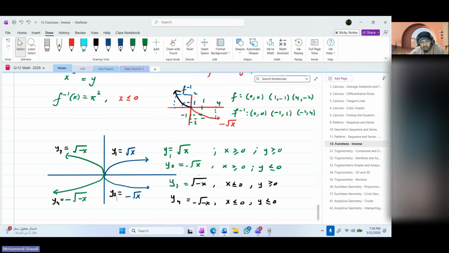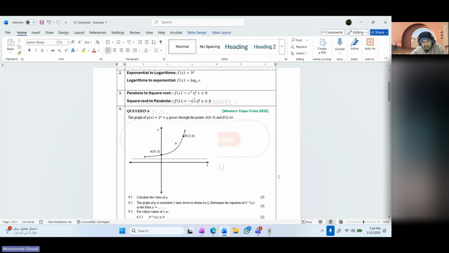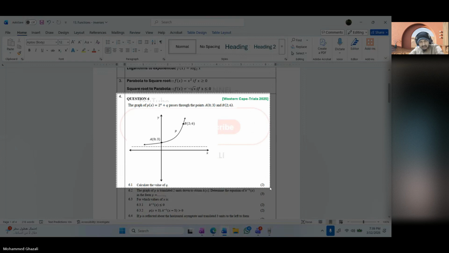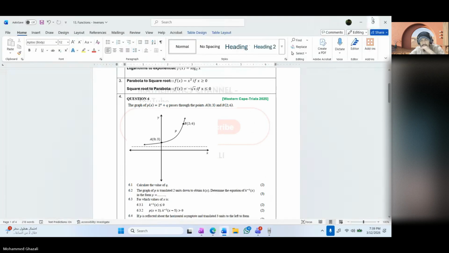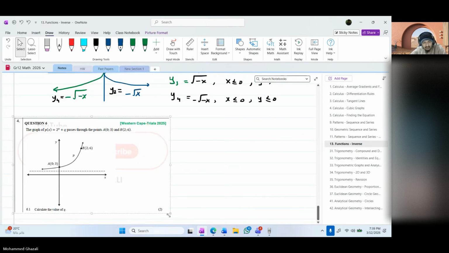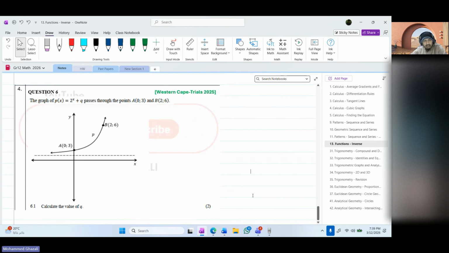Okay, right, so now let us solve some past paper problems and see how we can solve them. This question is coming from Western Cape. We have the graph of p to the power x, which is 2 to the power x plus q. This function is one-to-one. It passes through the points A (0, 3) and B (2, 6). Calculate the value of q.